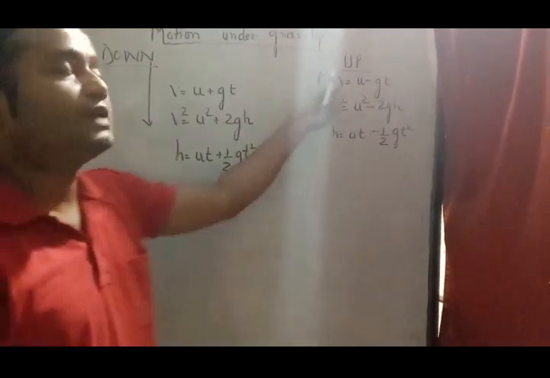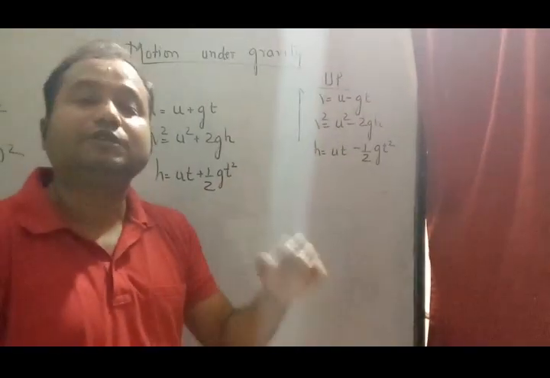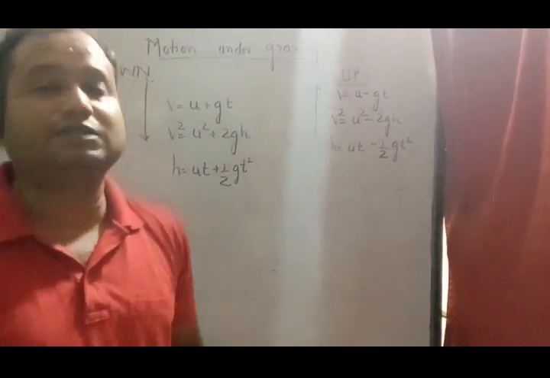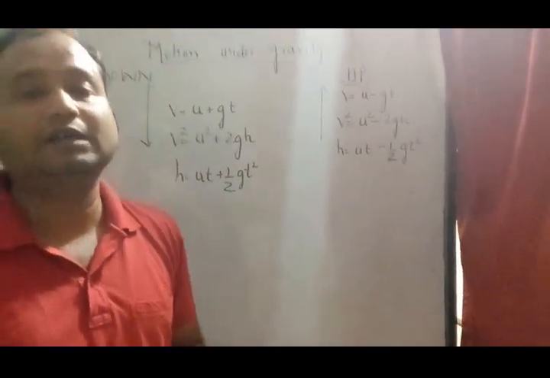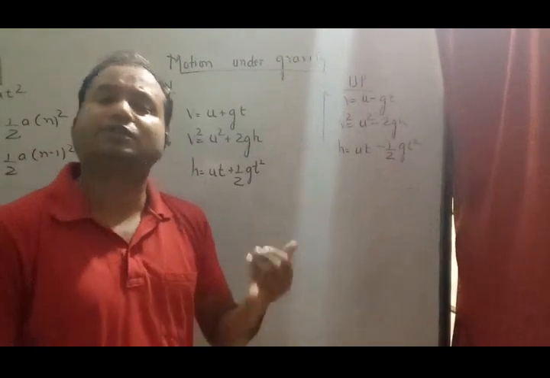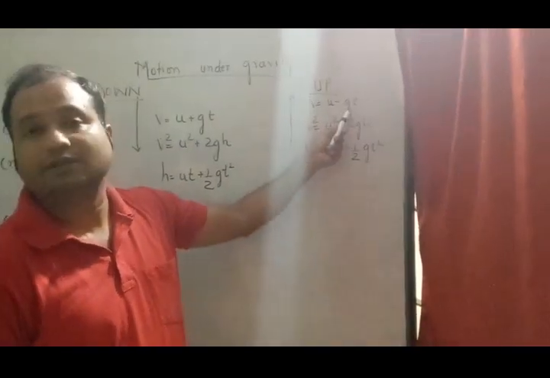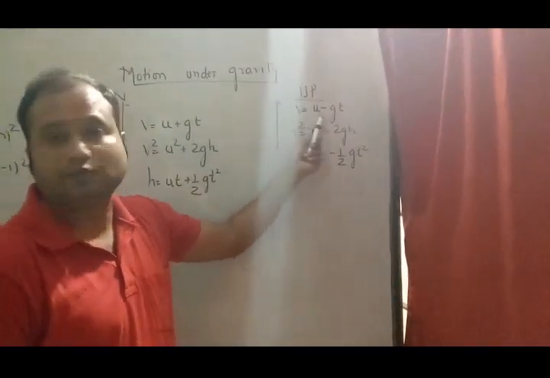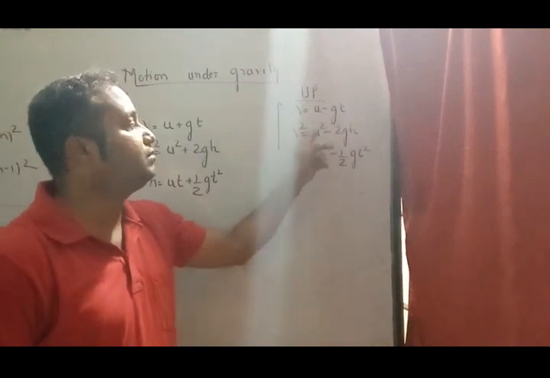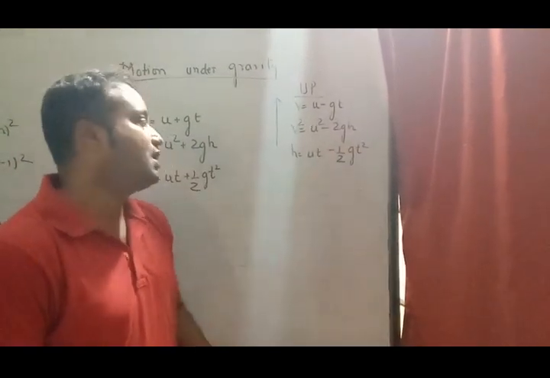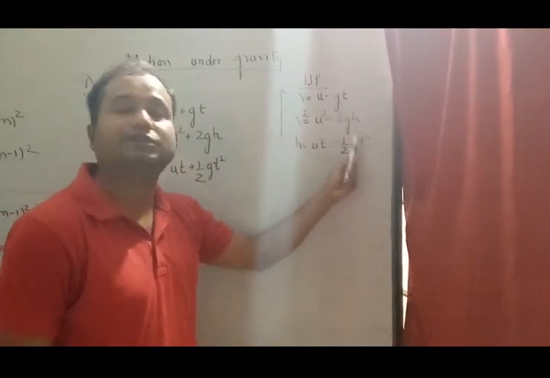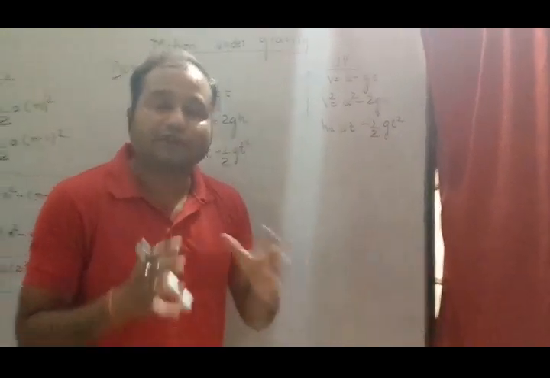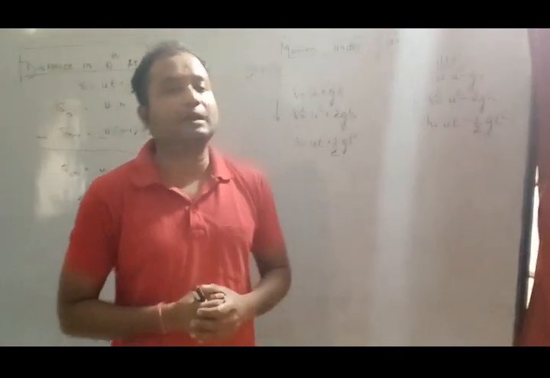Now the body moves up. Remember to substitute gravity as minus g because we are moving against gravity. It's a vector quantity. Direction changes, so the sign changes. The equations change to v equals u minus gt, v squared equals u squared minus 2gh, and h equals ut minus half gt squared. This finishes up this particular chapter, students.